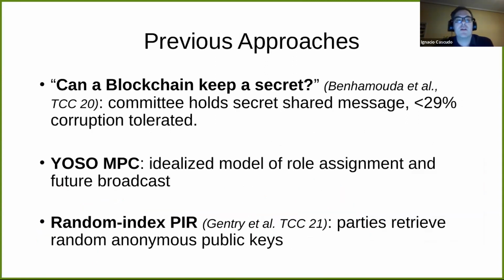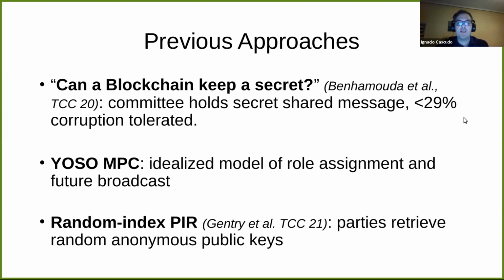There have been several works dealing with this type of problem. The first one was this paper, public blockchain keep a secret, by Benhamouda et al. There they were concerned with how to keep a secret shared for a long time in a blockchain, by resharing it to different anonymous committees. The appointment of these committees requires some bound on the corruption tolerance. Basically, you can have at most around 29% of the parties corrupted.